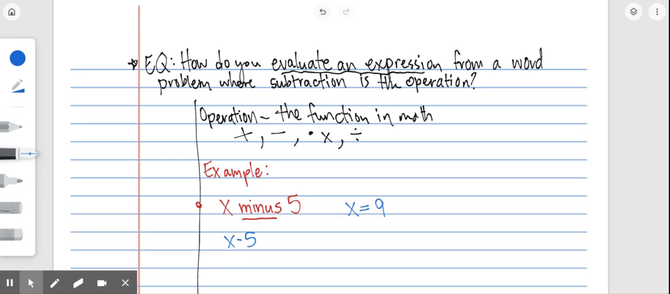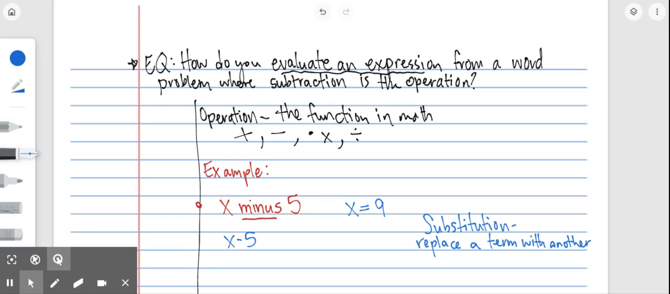Now what we're going to do is use what's called substitution. We've all heard this word before. If you have a substitute teacher, basically the teacher takes the place of your original teacher. So they're there instead of your original teacher. So if you substitute something, you are replacing a term with another term.